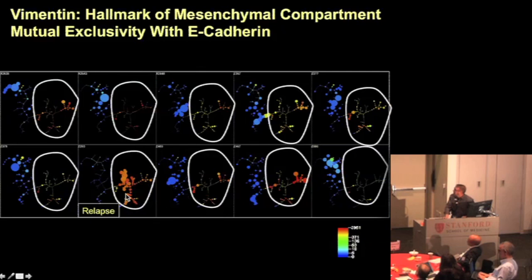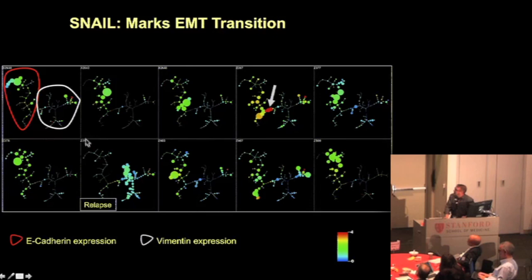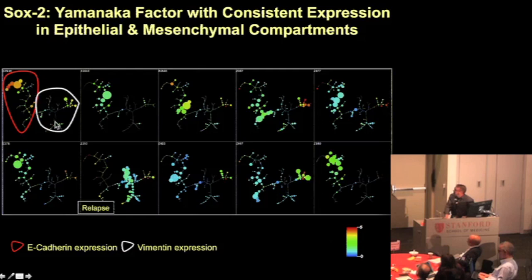SNAIL, which is a transcription factor marker of EMT transition, is only in a very small subpopulation of some of these, but notice that in this case, it's particularly in here. But once you've transitioned, you apparently don't seem to need it over here. These are just some one-offs. SOX2 actually is on both sides of the pre and post, right? So suggesting that, to the extent that SOX2 calls out a stem cell, there are multiple ways to have at least that marker's expression. And maybe that means that they actually have the ability to move back and forth between different kinds of stem cells.